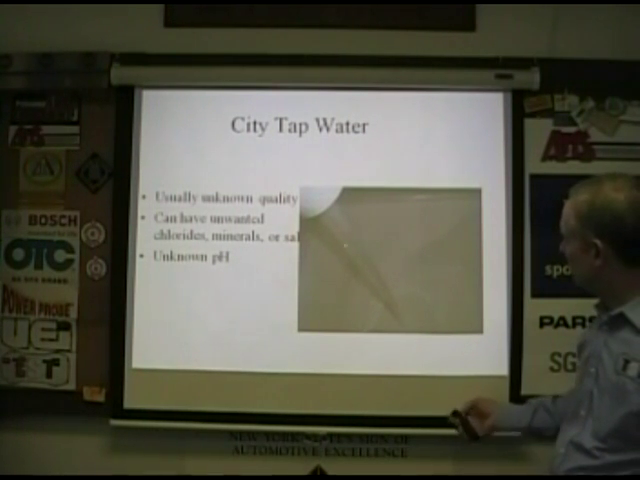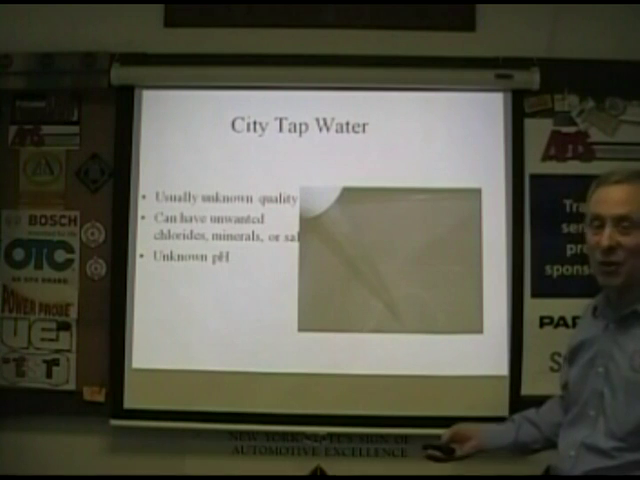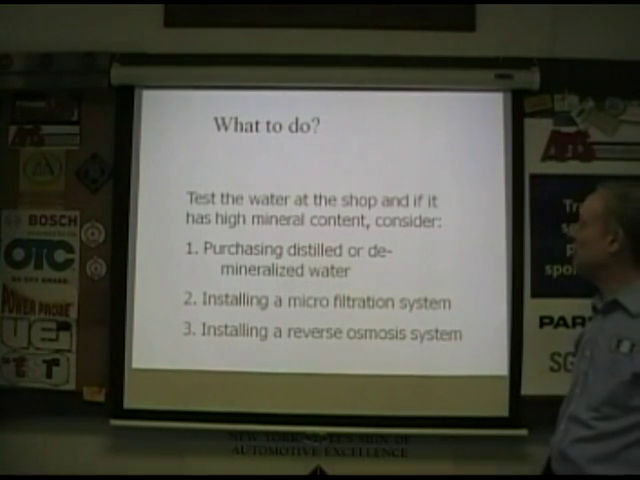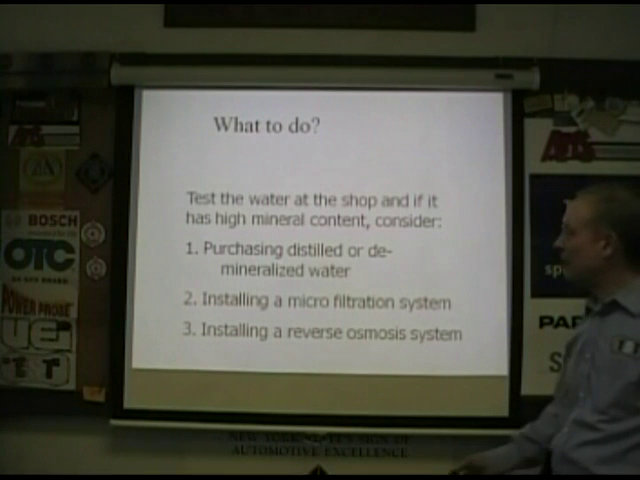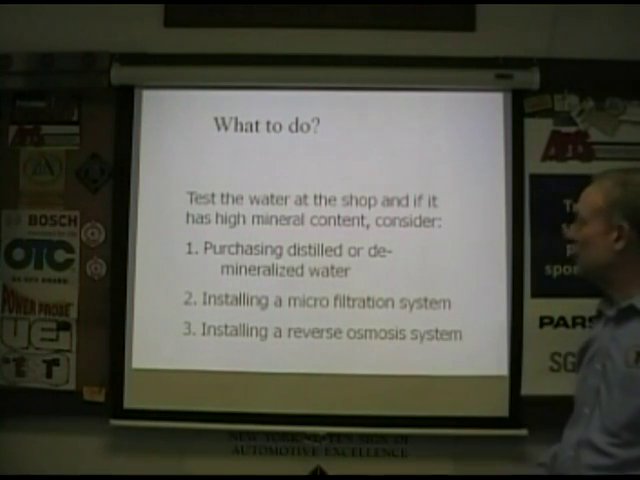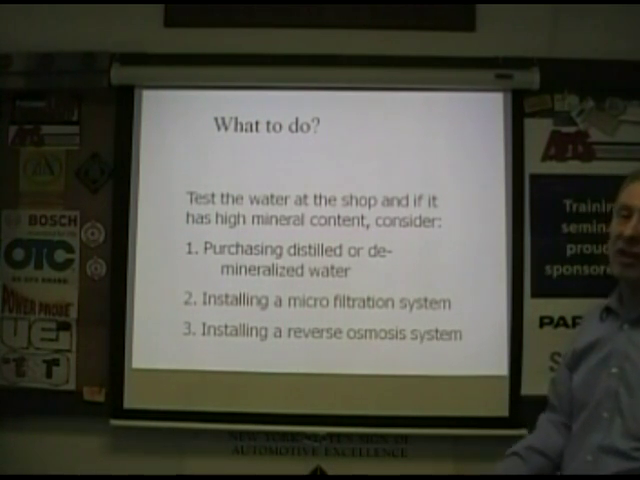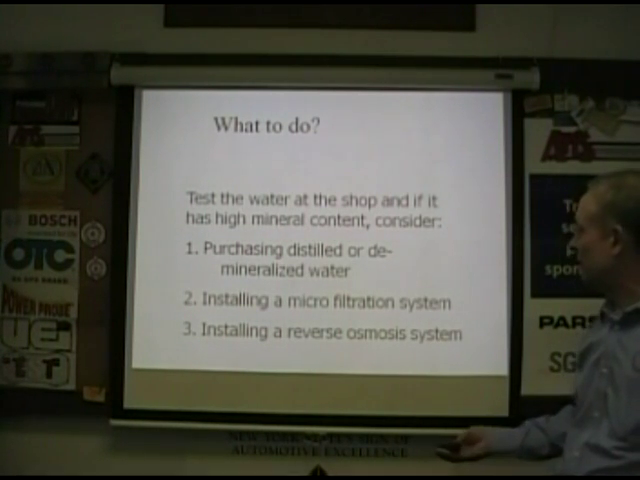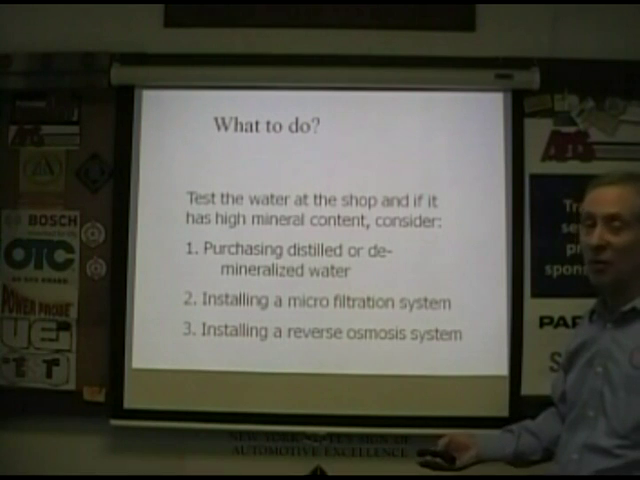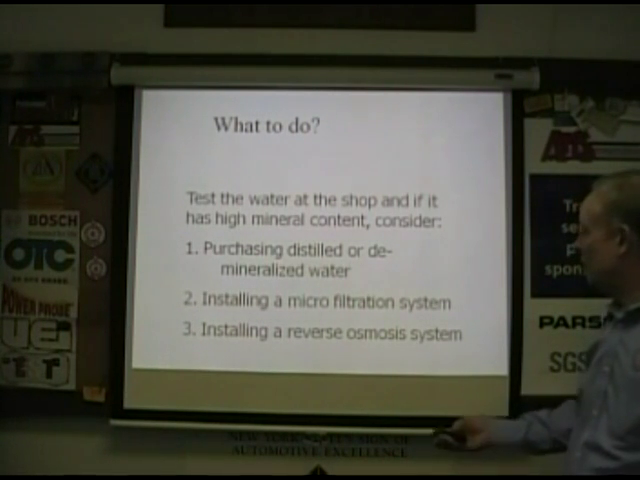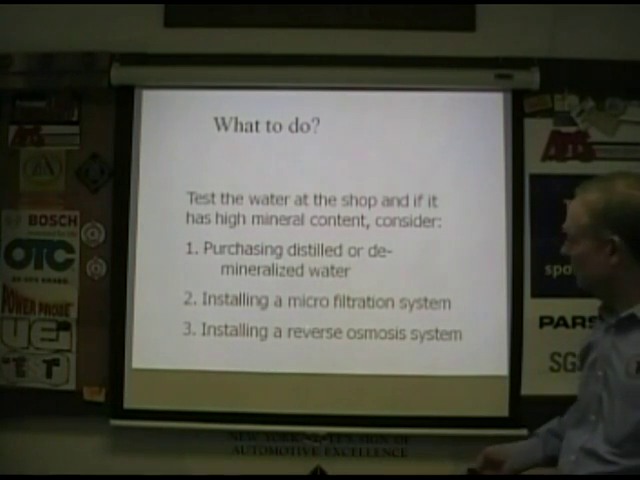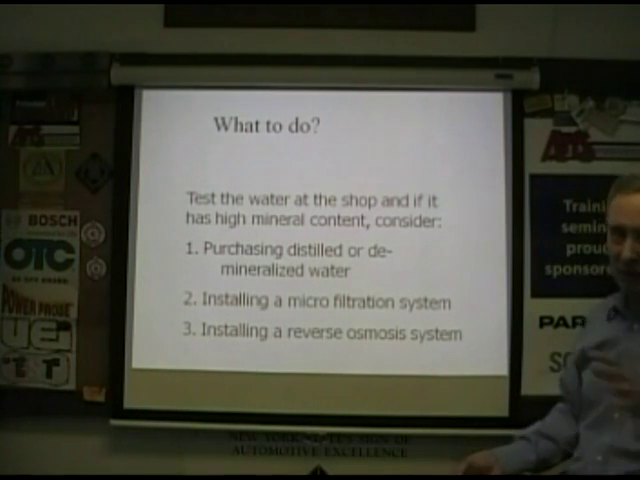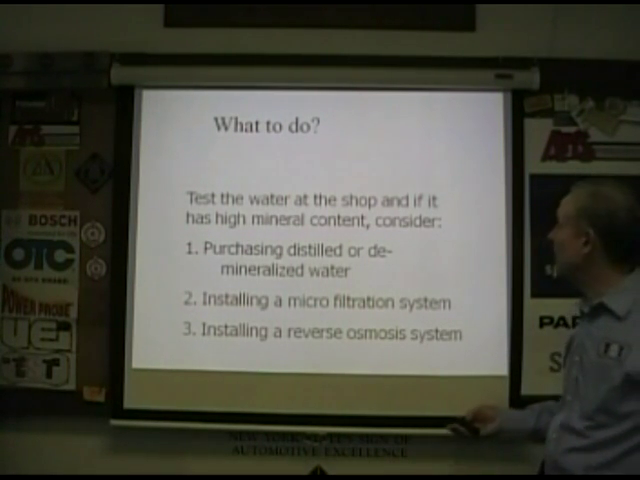This stuff here is just a bunch of crud. All right, what to do? If in doubt, test the water at the shop. If it has a high mineral content, consider using distilled, demineralized, or getting a treatment. You got to watch the treatment processes, though. Again, the salesman there might sell you the wrong thing. Reverse osmosis would be the best. That really does clean it out. I don't know about microfiltration. I'm not so sure about that.